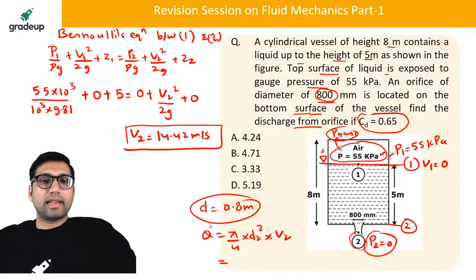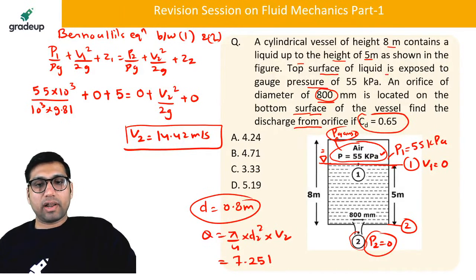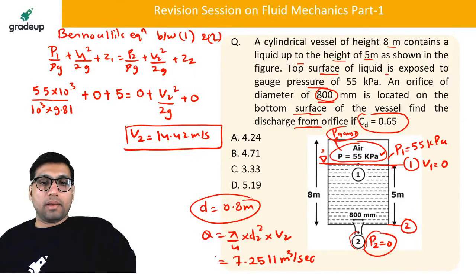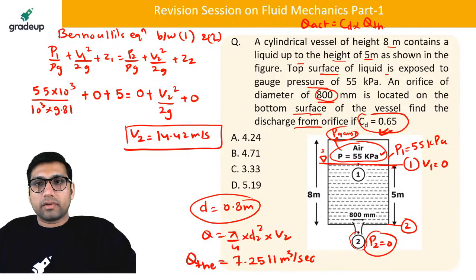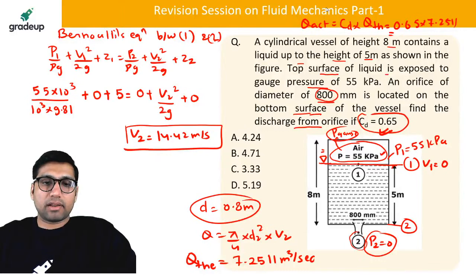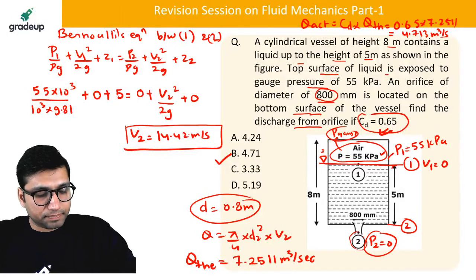So you'll be getting discharge, but that discharge will come out to be 7.2511 meter cube per second. But this discharge will be the theoretical discharge. Because we have given the coefficient of discharge, the actual discharge will be equal to the coefficient of discharge into theoretical discharge. That will be 0.65 into 7.2511. So you will be getting the value of the actual discharge, which will be coming out 4.713 meter cube per second. So the answer will be option B for this question.